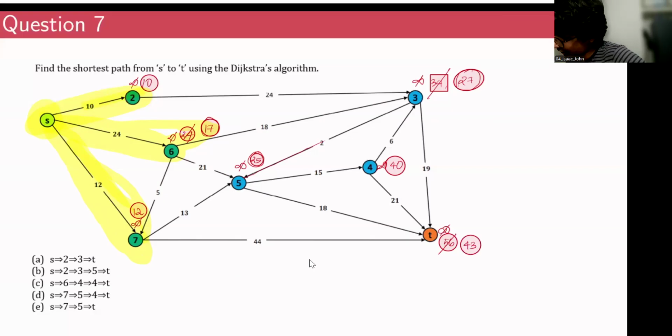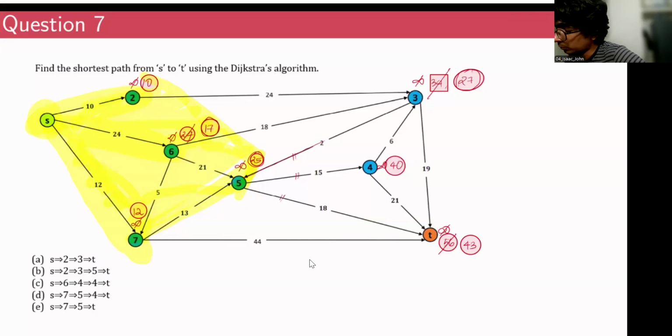right? So I have explored this one, I have explored along this, I have explored along this. What if I explore along 7? So 25 plus 13, that is obviously going to be more than 12. And if I expand along 6, 25 plus 21, that is also going to be more than 17. So I believe I have explored all the neighbors of node 5 as well. So up to here, I have explored everything. I have visited all the nodes within this shaded portion.